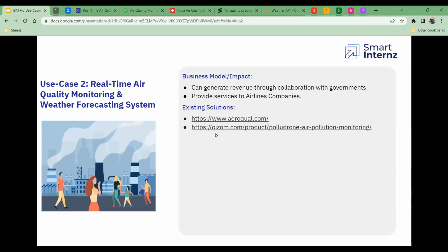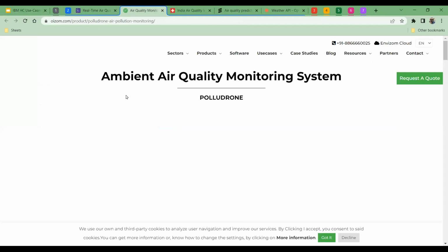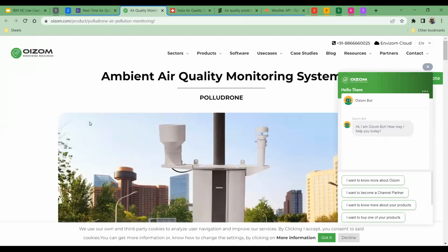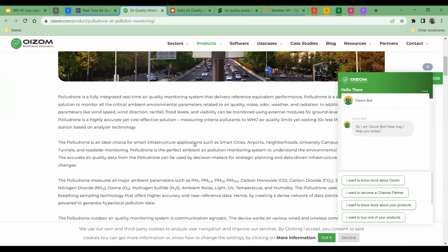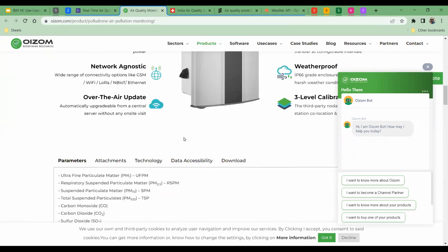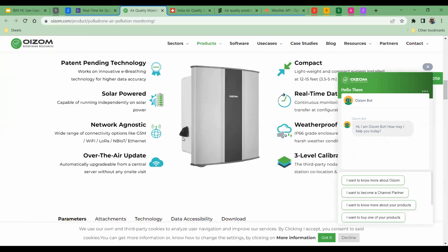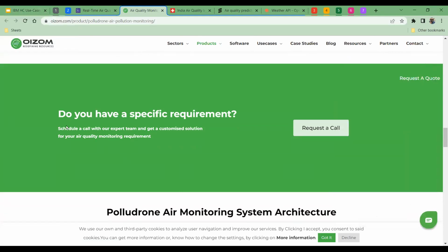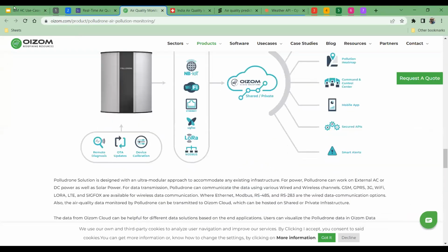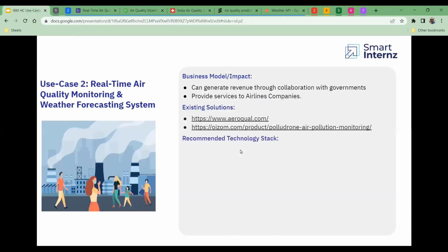And the second one is Oizom. Okay, Oizom is also a company that has these types of services. It has products with sensors and all, which can predict air quality through the sensors. They have different types of products. It takes the surrounding air, analyzes it, and also predicts. So that can also be done by using Oizom. This is also a good existing solution. Okay, so let's look into the recommended technology stack.